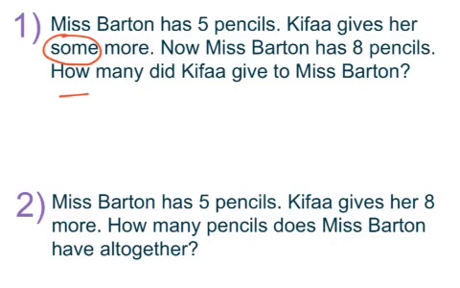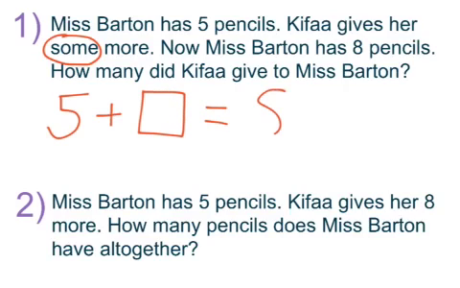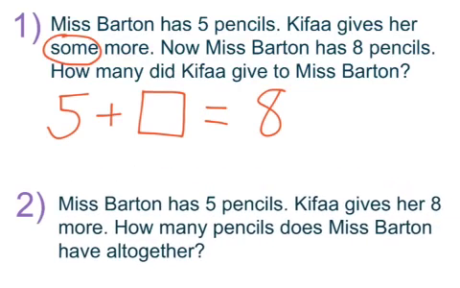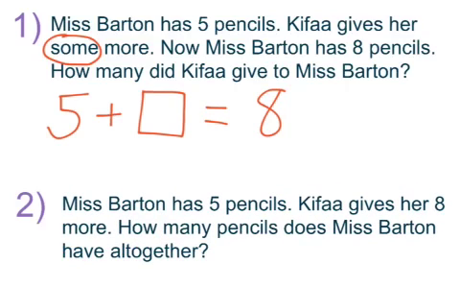Miss Barton started with 5, which is a part. She got some more, which is another part. And in total, she had 8. If we look at the bottom story problem, it's very different. Number 2 says, Miss Barton has 5 pencils. Kifa gives her 8 more. Giving her 8 more versus giving her some more is very different.